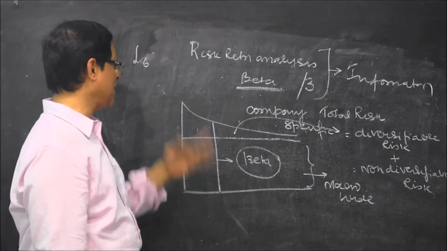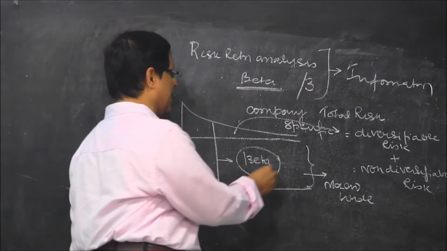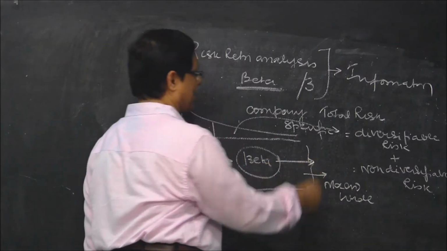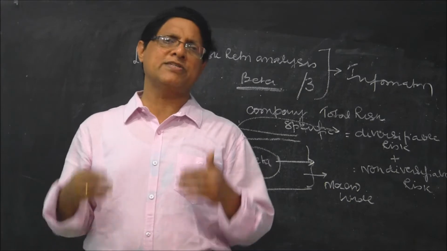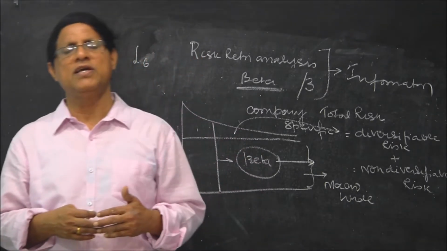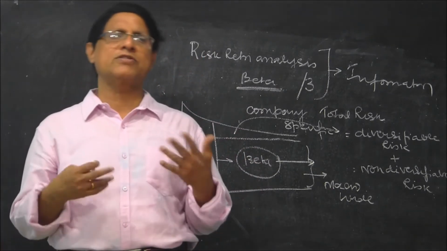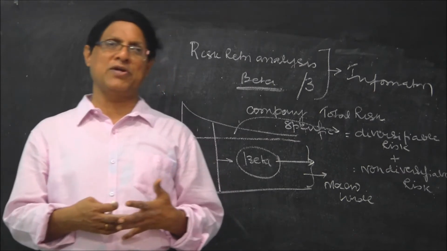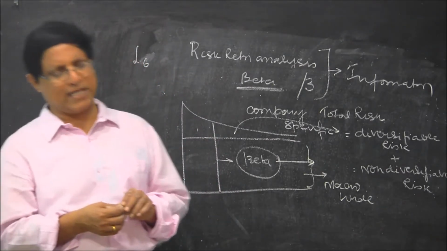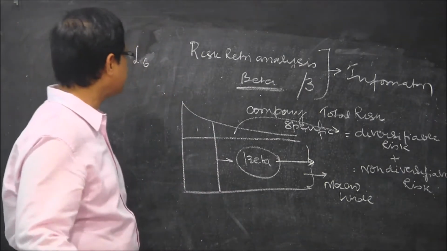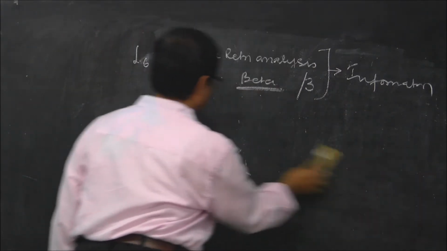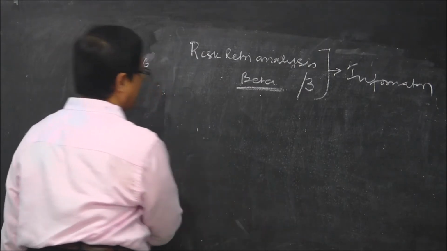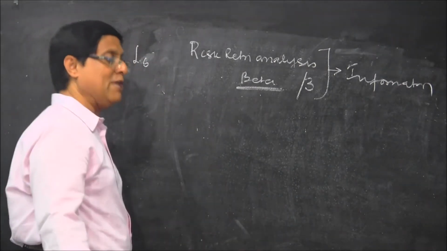But as we explained in the last slide, the beta value of the average security is 1. If it is less than 1, it is called a defensive security. If it is more than 1, it is called an aggressive security. That is what we are going to take up now for discussion. Now if you take it is aggressive, what do you mean by aggressive? There will be economic cycles which will have deep impact.